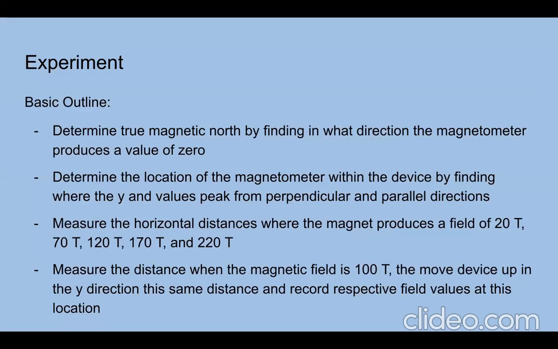Then you measure the horizontal distances where the magnet produces a net field of 20 microtesla, 70, 120, 170, and 220. And then the next step is measuring where the magnetic field is 100, and then moving the device up in the Y direction the same distance, recording the respective field values.